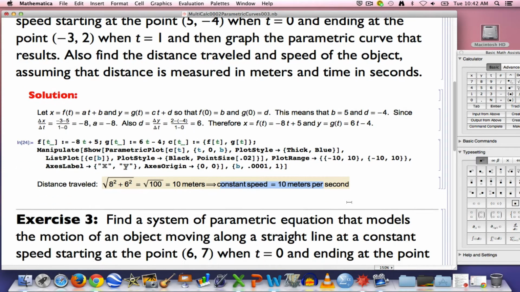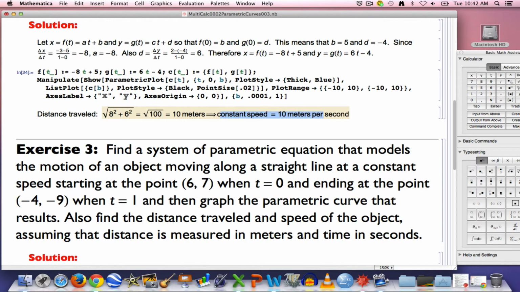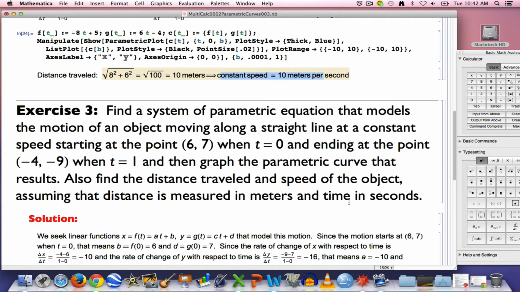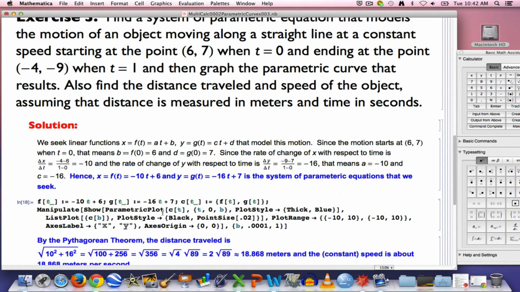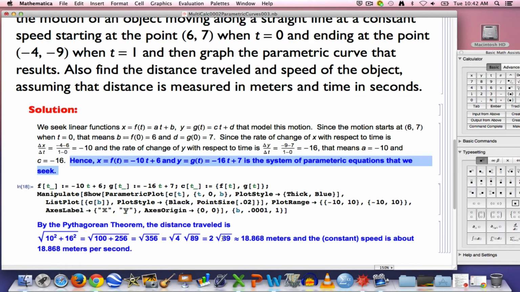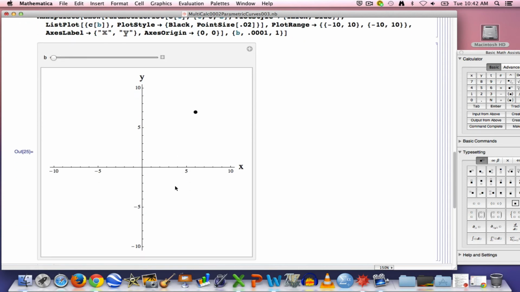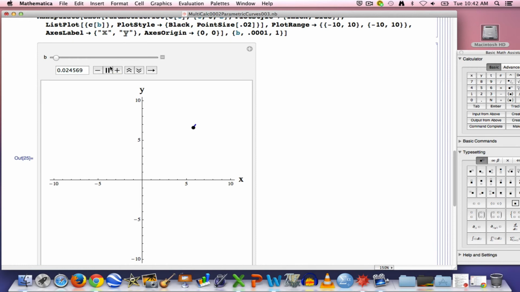To end the video, I will now show you your exercise to try on your own. So pause the video, write this down, try to solve it. And then my solution is down here. The functions you should get are these two functions. F of t is negative 10t plus 6, g of t is negative 16t plus 7. The distance traveled is about 18.68 meters. The speed is 18.68 meters per second. And here's the motion. This motion is from upper right to lower left. Okay, and that'll end this video.